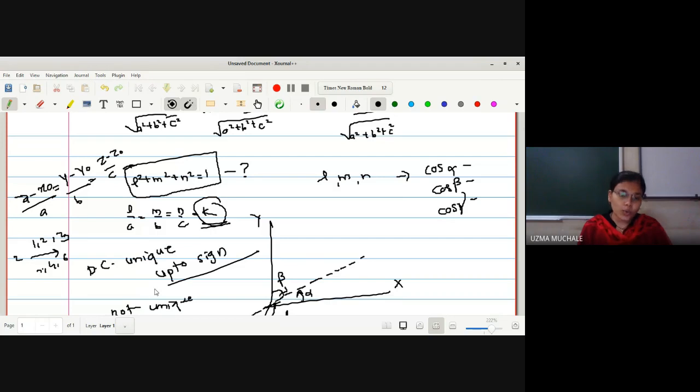But this is not true in the case of direction cosines, because your angle is fixed unless and until you change the line. Are you getting me? समजते सगळ्यांना? Yes, ma'am. If you have a doubt, you can ask about the direction ratios and direction cosines.